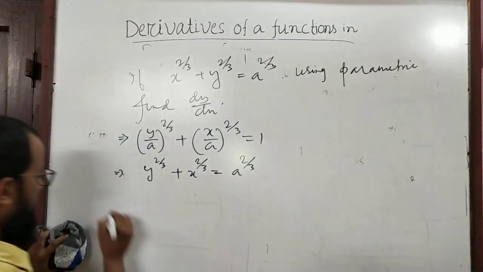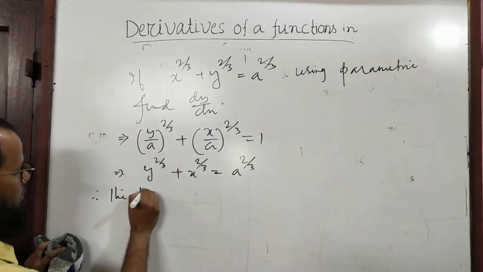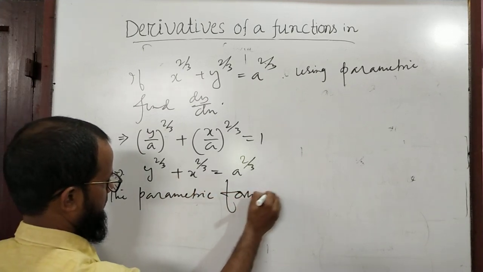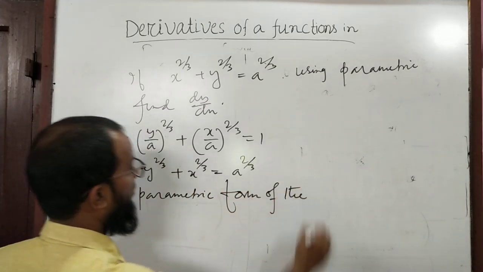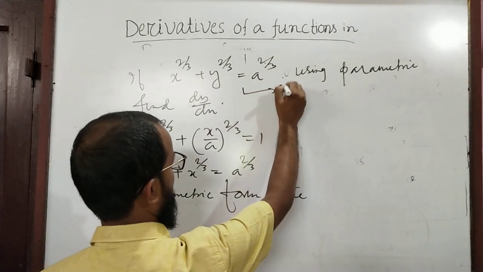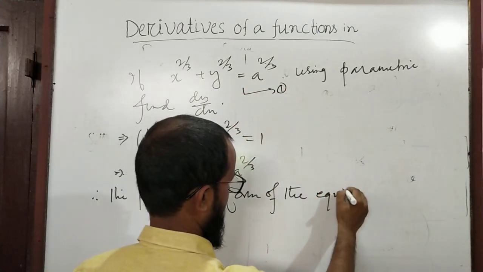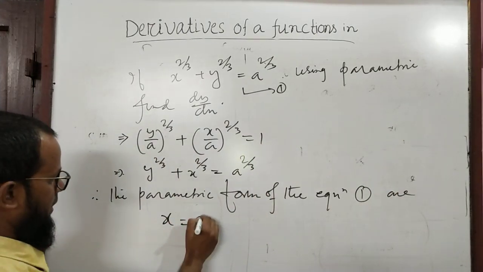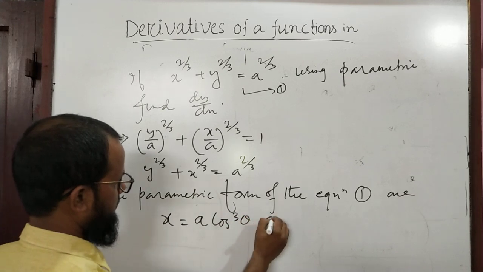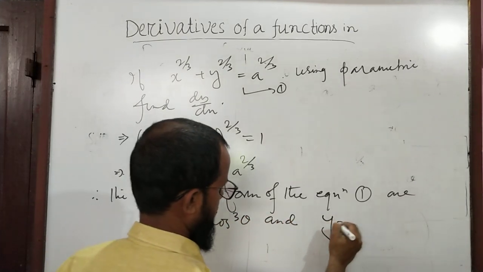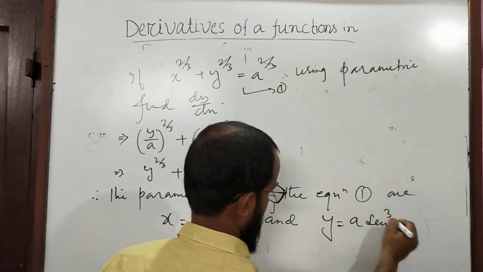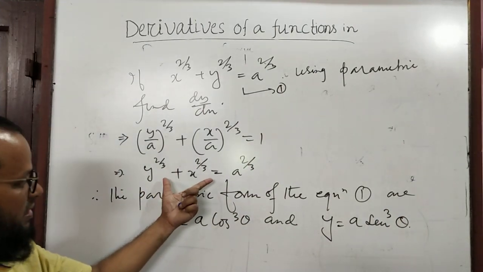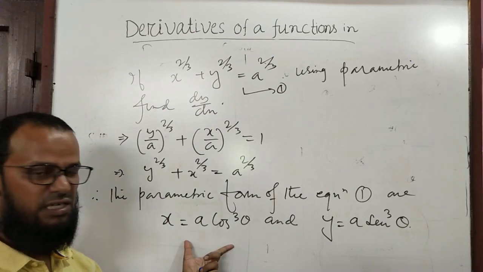Therefore, the parametric form of the equation, this is your equation number 1, is x equal to a cos cube theta and y equal to a sin cube theta. So finally, this is the Cartesian form and its parametric form is this.